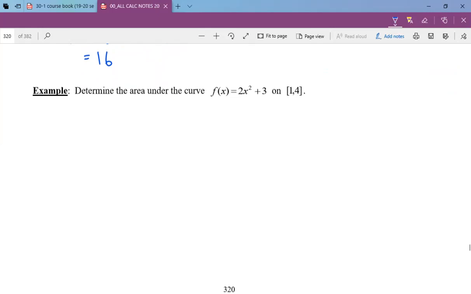Now what happens if we look at some other curves? We have 2x squared plus 3. That looks like perhaps something like this. We want the area under this curve from 1 to 4. We're finding this area going from 1 to 4, the area below this parabola.